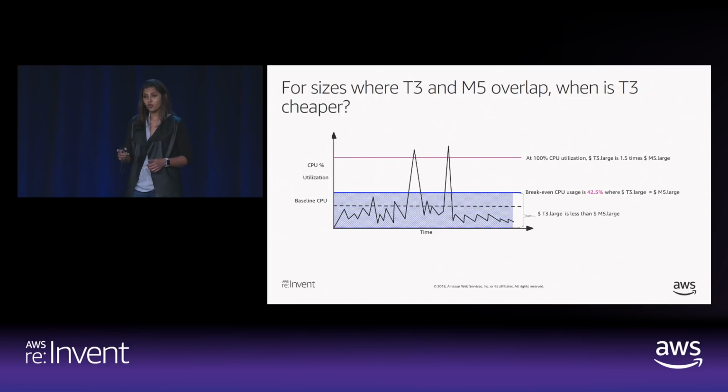So if your average CPU is anywhere in that grid below the blue line, then you will be saving by running on T3 instances, still benefiting from the same performance you can get from an M4 or M5 instance. So your T3 will be cheaper than running on M5.